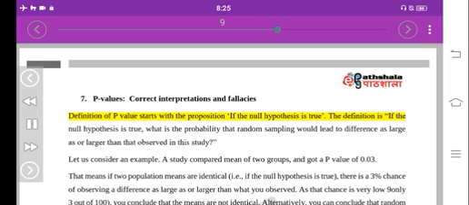The definition of p-value starts with the proposition, if the null hypothesis is true. The definition is, if the null hypothesis is true, what is the probability that random sampling would lead to a difference as large as or larger than that observed in this study?